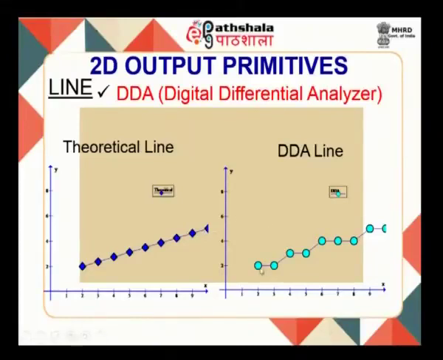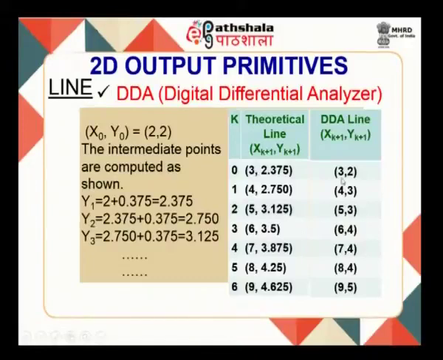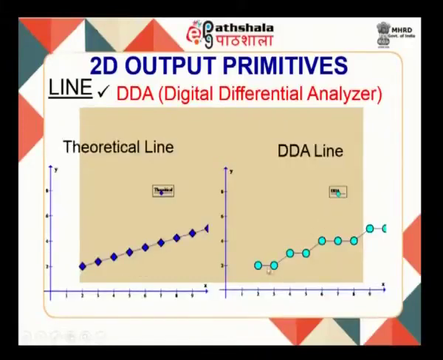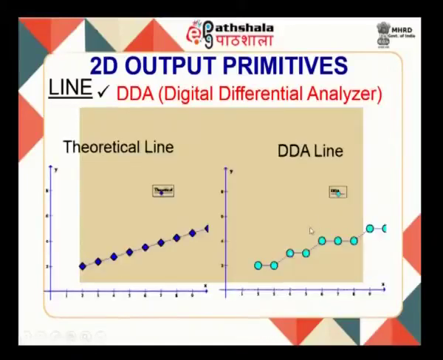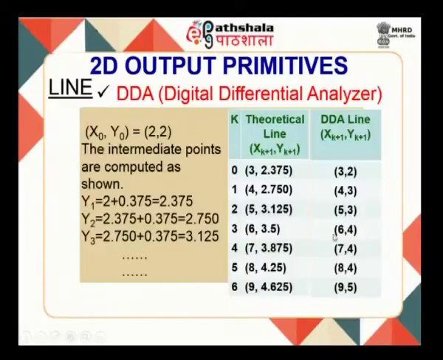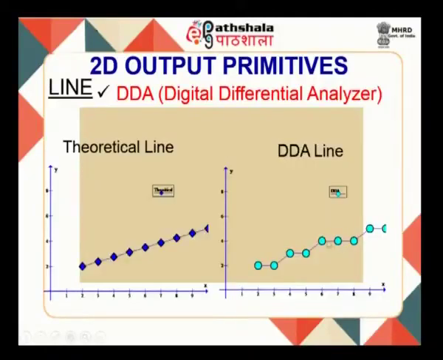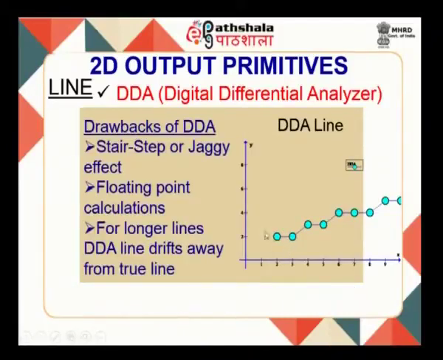This DDA line gives us these coordinates. See, 2, 2 is the first point and 3, 2 is the next point. 4, 3, 5, 3 are the next 2 points. Then 6, 4, 7, 4, 8, 4 are 3 consecutive points which are on a straight line. So, this shape is actually called a stair step or jaggy effect.